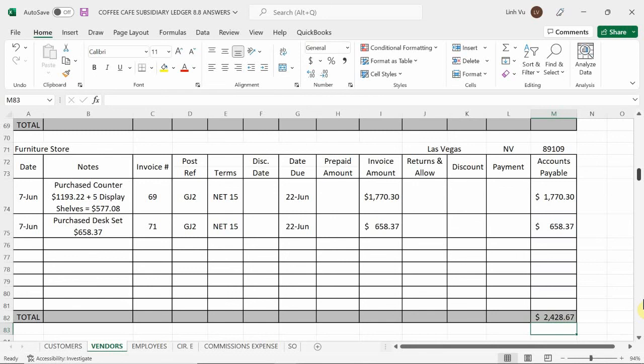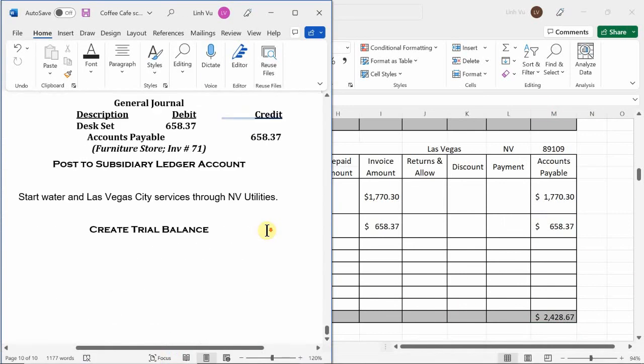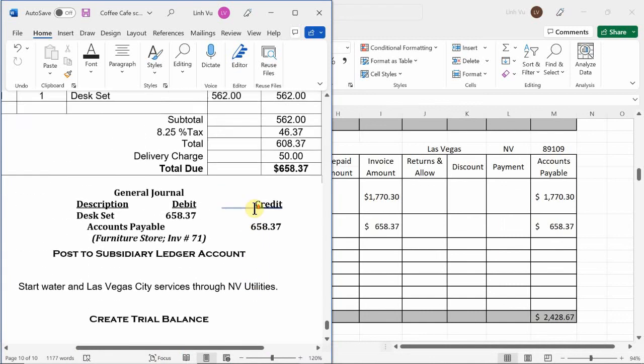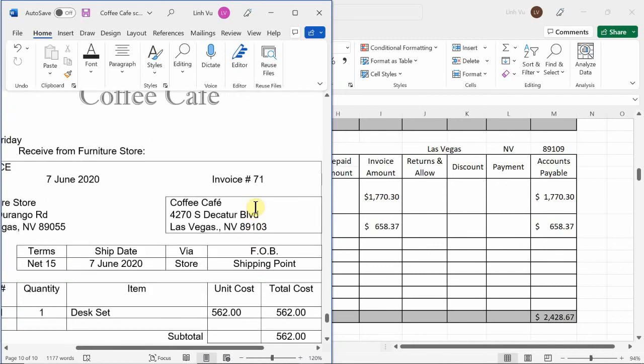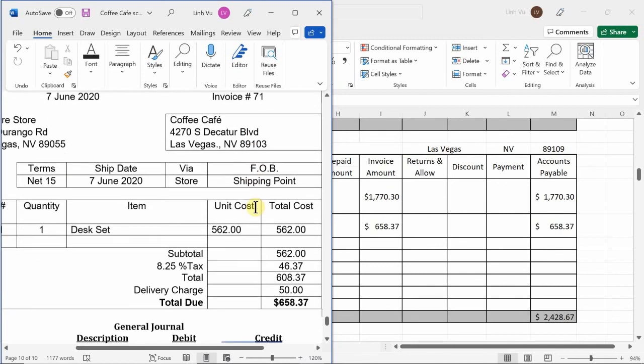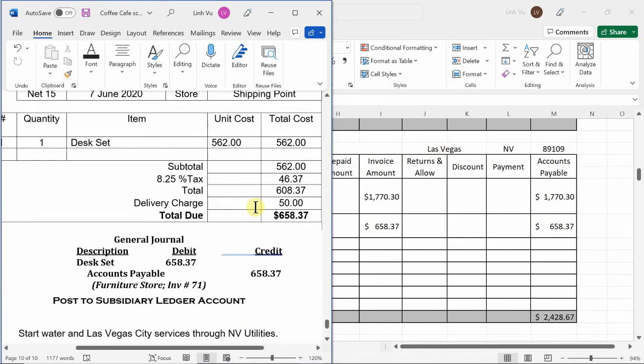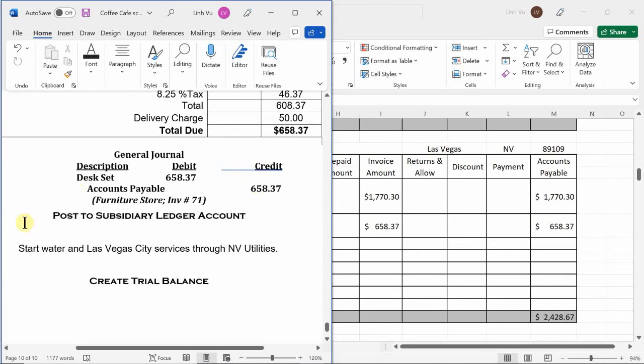All right, we already did the purchase order. So that is it for this transaction. Let me see how many more I need to do. Oh, I reached the end here. I received my desk set, so the next thing says here is we're going to start our water and our Las Vegas city services through NV Utilities. Is this a transaction that I need to journalize?